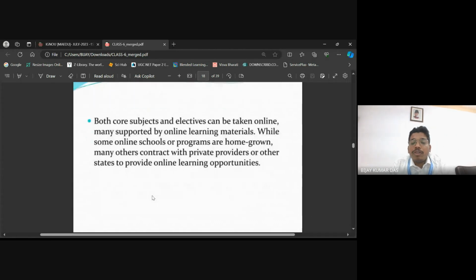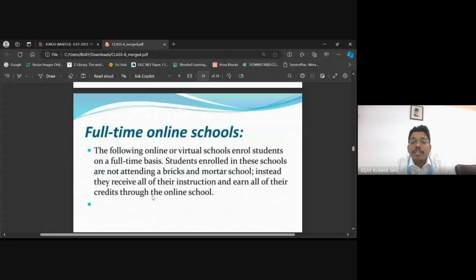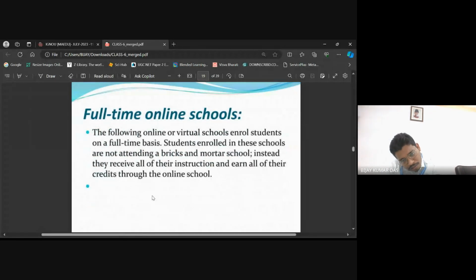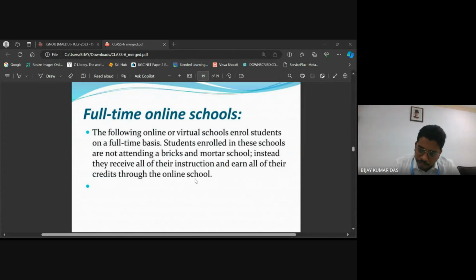So both subjects and electives can be taken online, many supported by online learning materials, while some online schools or programs are homegrown. Many others contract with private providers or other states to provide online learning opportunities, whatever is going on in India. Full-time online schools are also there in some places, not in India but outside. We can talk about the USA. There is the University of New Hampshire, in the north of the USA, where the maximum number of courses are online.